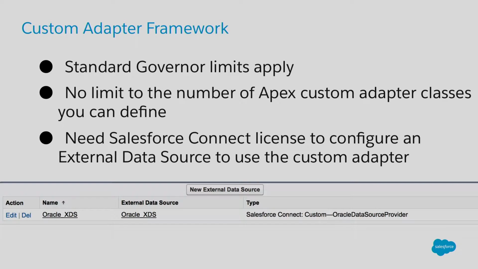Now, the thing to note about your custom connector is that your standard Apex governor limits will apply. So you can have any number of connectors that you build in your Apex. They'll be only limited by the number of Apex classes that you can create. But you will be only able to use connectors if your Salesforce Connect license allows you to use them. So in theory, I might have like 10 Apex connectors that I've built, but I can use only one because my Salesforce Connect license allows me to create one data source. And we are going to take a look at that in a moment.